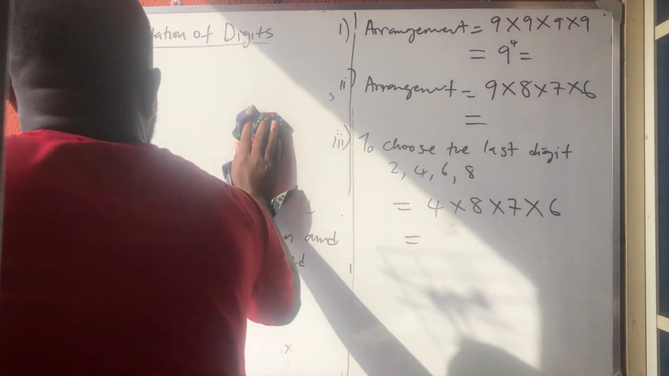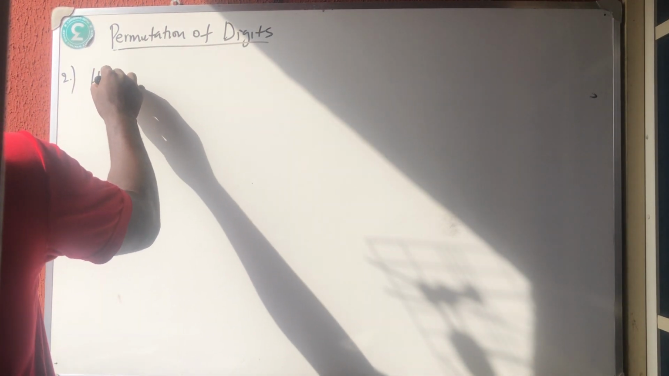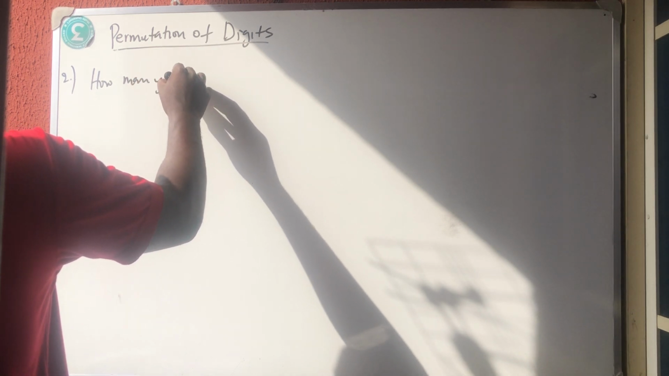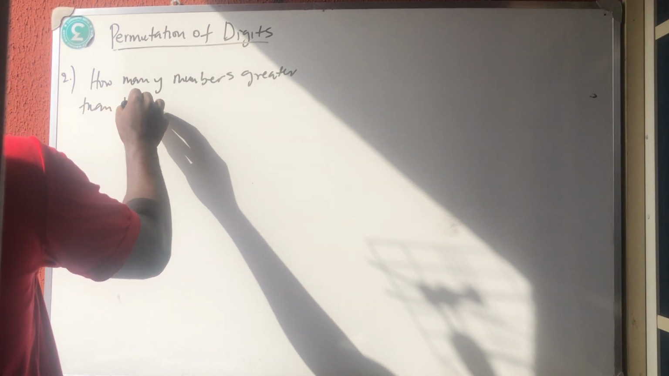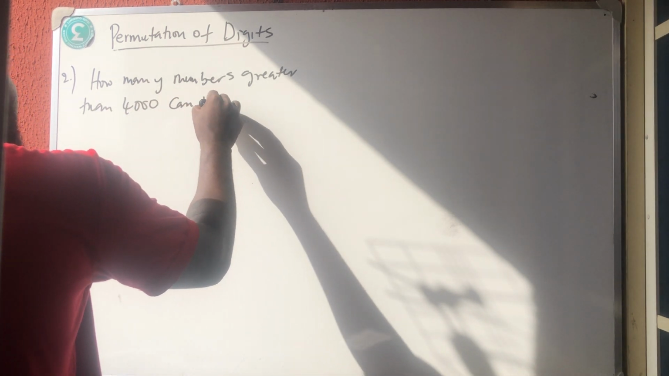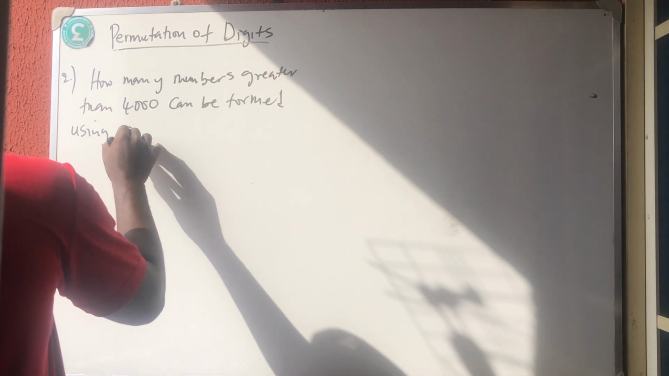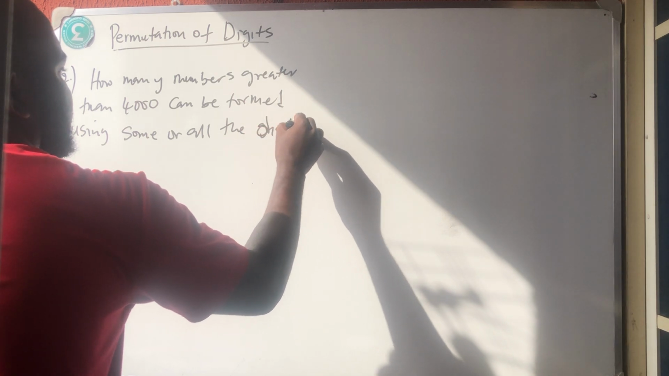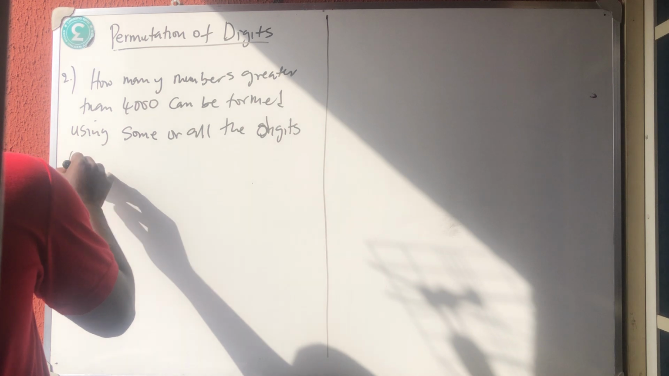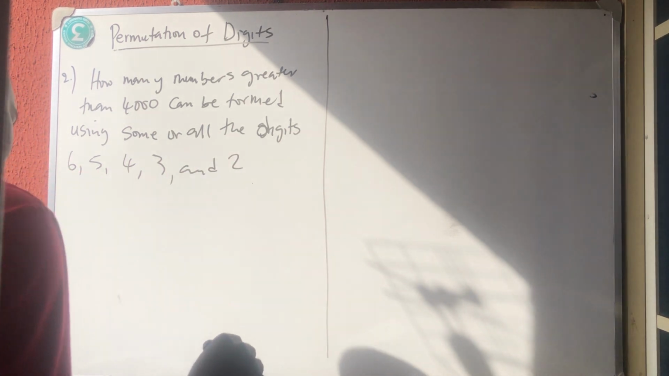I hope you understood that. Let's take another question. Number 2 said, how many numbers greater than 4,000 can be formed using some or all the digits 6, 5, 4, 3, and 2, without repetition.